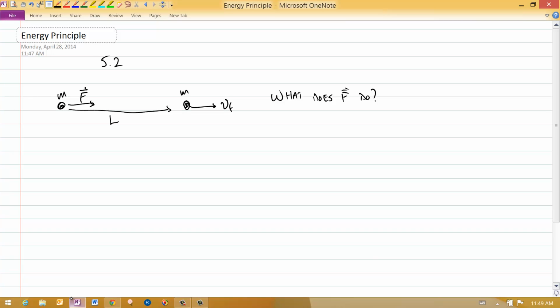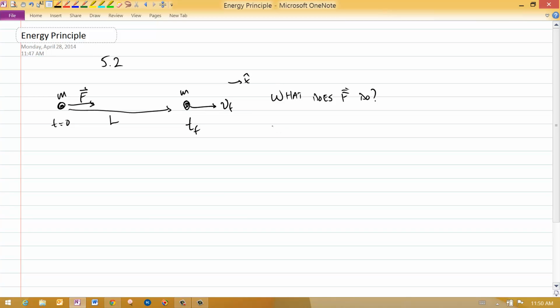So here I've got an object. If there's a force that's acting on it, it moves a distance L, and it has picked up a velocity v final. And let's say that this happens in a time t final. So there's t equal to 0. And this is entirely a momentum principle problem that you could do. So let's see what the momentum principle says. Let's say that's the x direction.